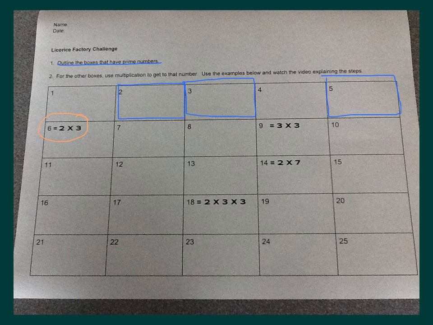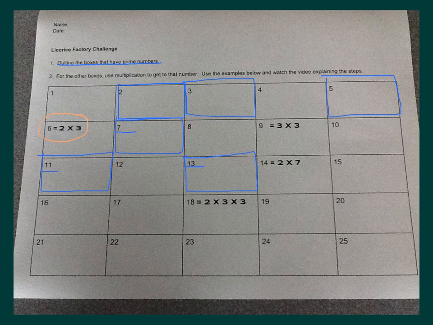So I'm going to box a couple more here. I'm going to box 7, that's prime. I'm going to box 11, that's prime. And 13, that's prime. And all those blue boxes, I know that the only way I can get to 13 is 1 times 13. The only way I can get to 11, 1 times 11. The only way I can get to 7, 1 times 7. And that's it. So now let's look at a couple other examples here.